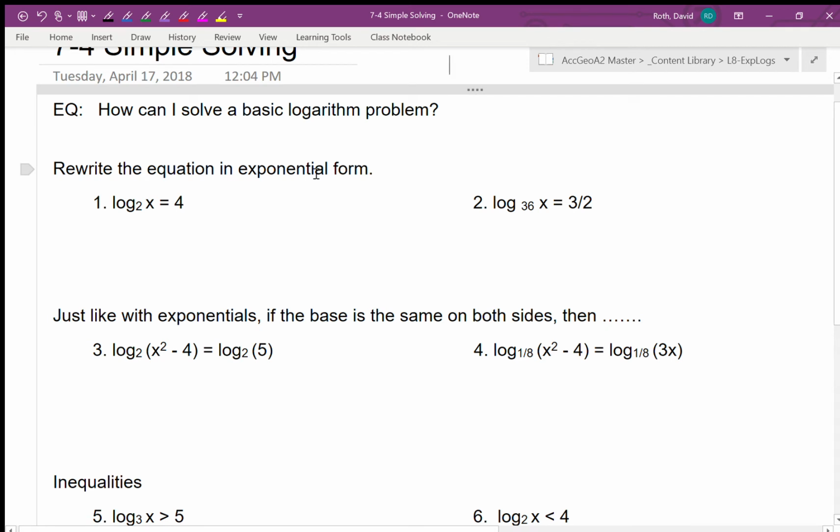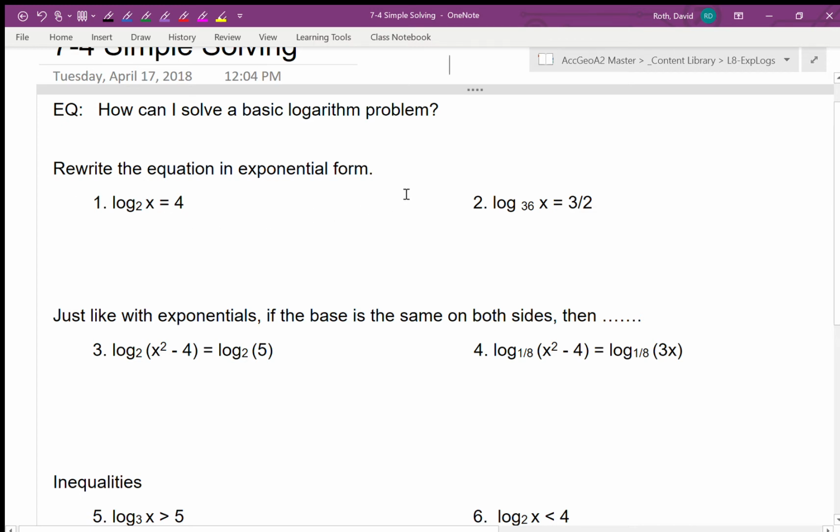Anyway, the way you first solved a log problem was to rewrite it in exponential form. So go ahead and do it for just a sec. Just warm up and see if you remember how to rewrite these in exponential form, and you'll be solving a log problem. So go ahead and hit pause and try it.